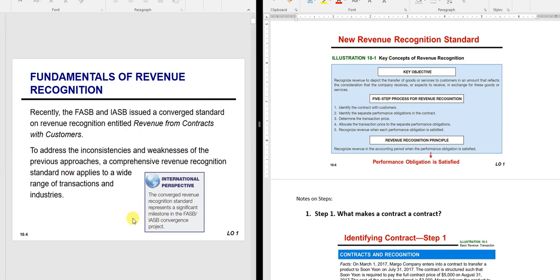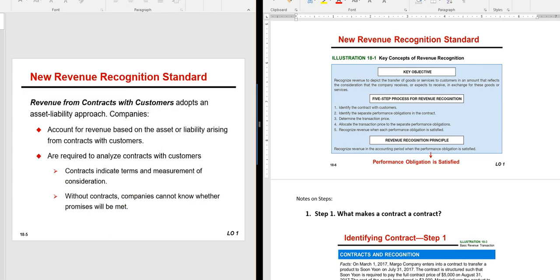One of the reasons we have a new standard is because the International Accounting Standards Board had some revenue recognition standards, and the FASB tries to follow those as much as they can. So that's why we have current changes in that.